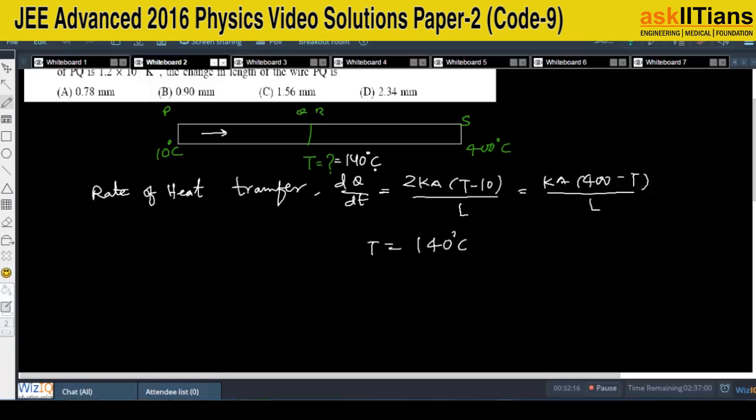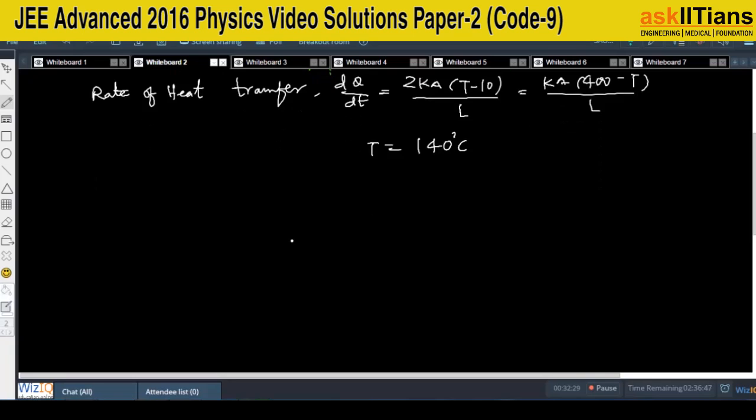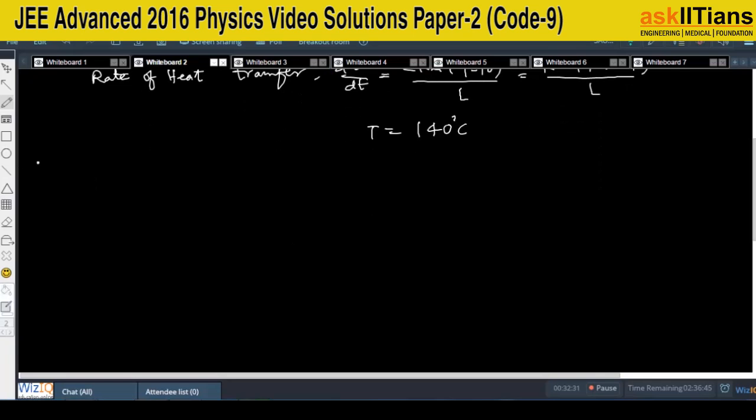Now when the rod PQ is maintained at temperatures of 10 degrees Celsius and 140 degrees Celsius, there is a difference of temperature. Definitely there would be a change in the length. So we have to find out this change in length, delta L, for the rod PQ. Now we will analyze the rod PQ. We would like to calculate at a distance x.